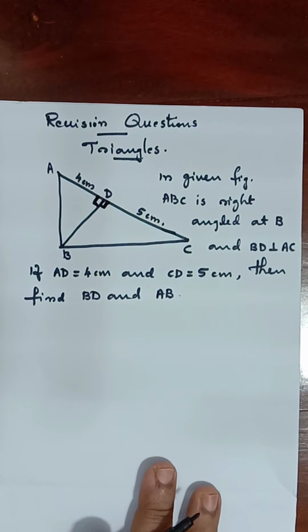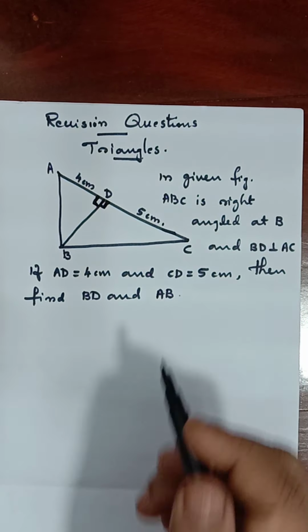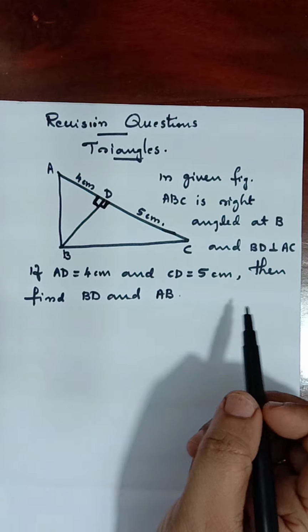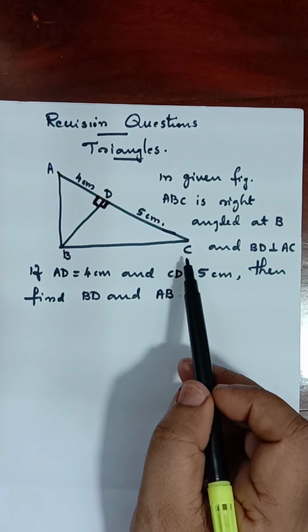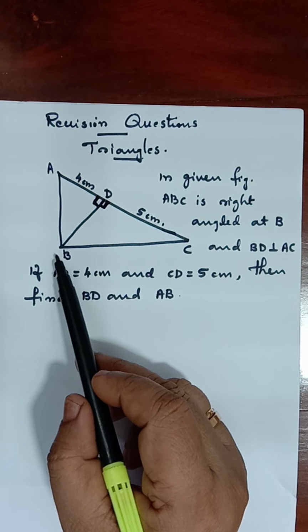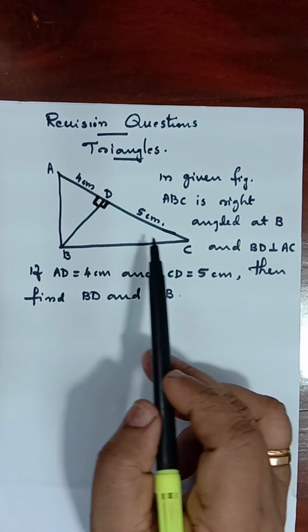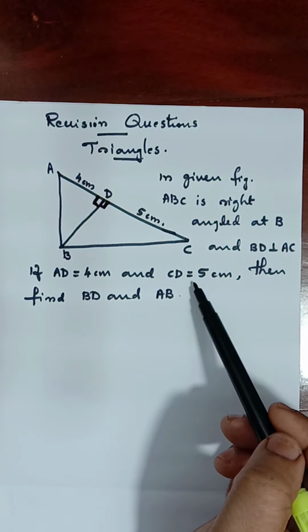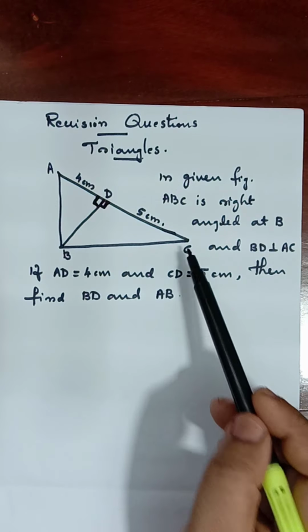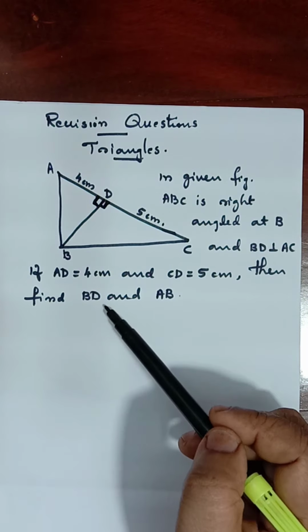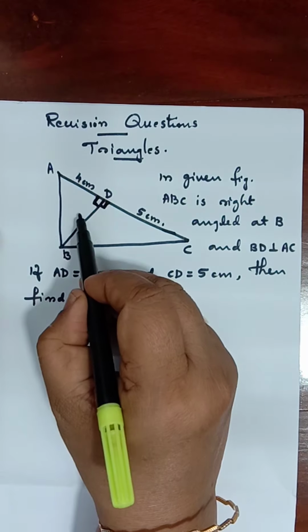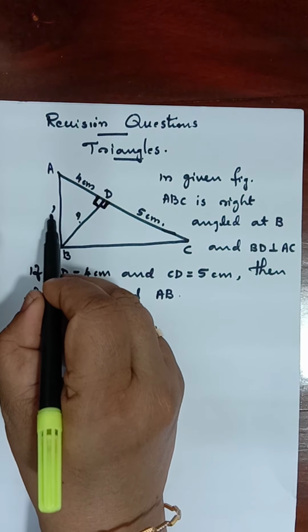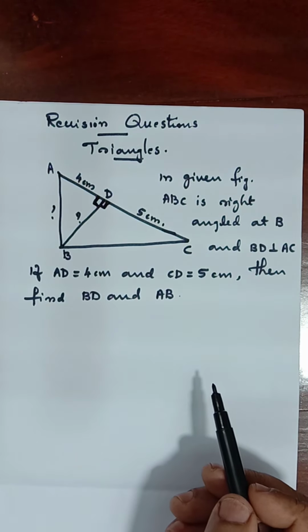Welcome to maths class. Today we are revising triangles lesson, question number 1. In the given figure, triangle ABC is right angled at B and BD is perpendicular to AC. If AD is equal to 4 cm and CD is equal to 5 cm, then find BD and AB. This is BD and this is AB.